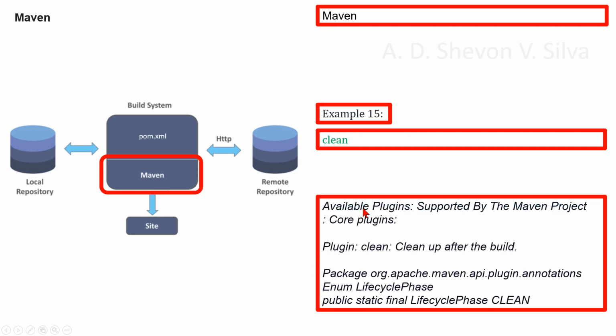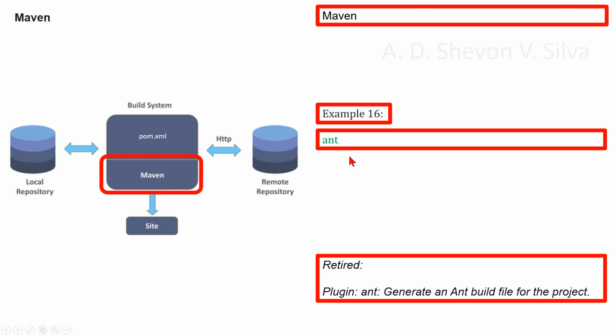Now we are considering core plugins supported by the Maven project in available plugins. Here you can see the plugin clean, which cleans up after the build. With regard to the API, the field public static final LifecyclePhase CLEAN in enum LifecyclePhase in package org.apache.maven.api.plugin.annotations.